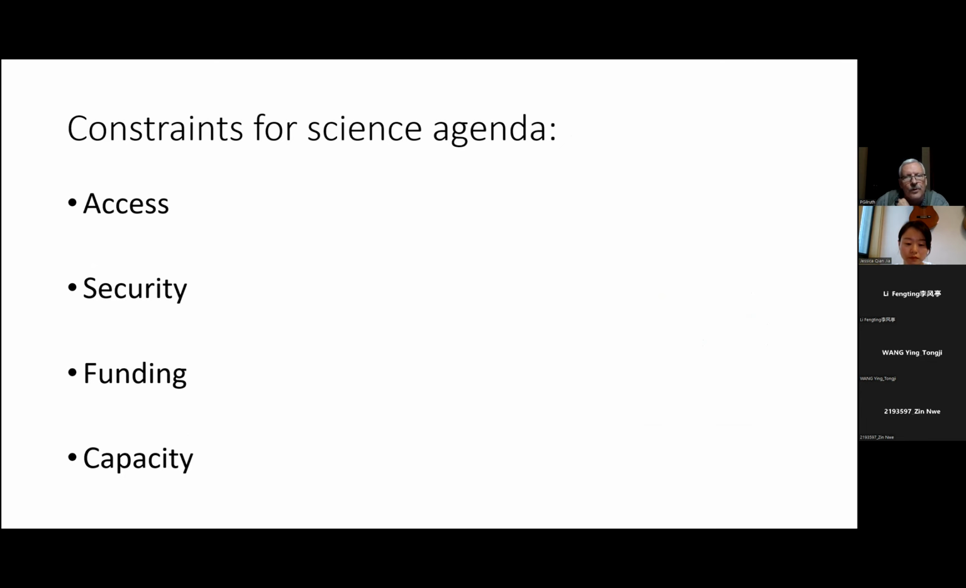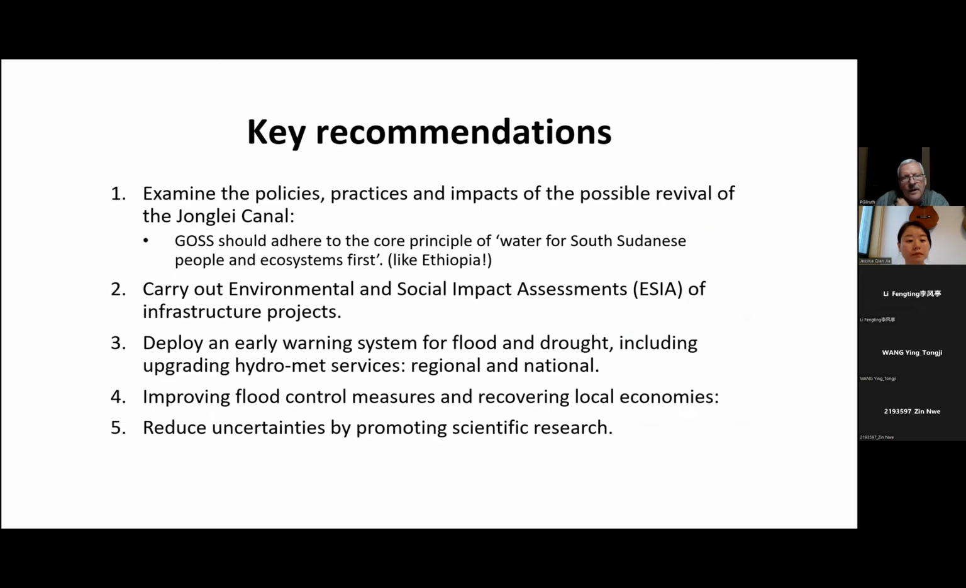Key recommendations coming out of the assessment are that we need to examine the policies, practices, and impacts of the possible revival of the Jones Lake Canal, where the government of South Sudan should adhere to the main principle of water for the South Sudanese people and ecosystems first, a little bit like the case in Ethiopia. Anytime there is an infrastructure project, an environmental and social impact assessment must be conducted. There's a need for an early warning system for flood and drought, probably in conjunction with the Ugandans from where the water is coming from, improving flood control measures and helping the local economies recover.